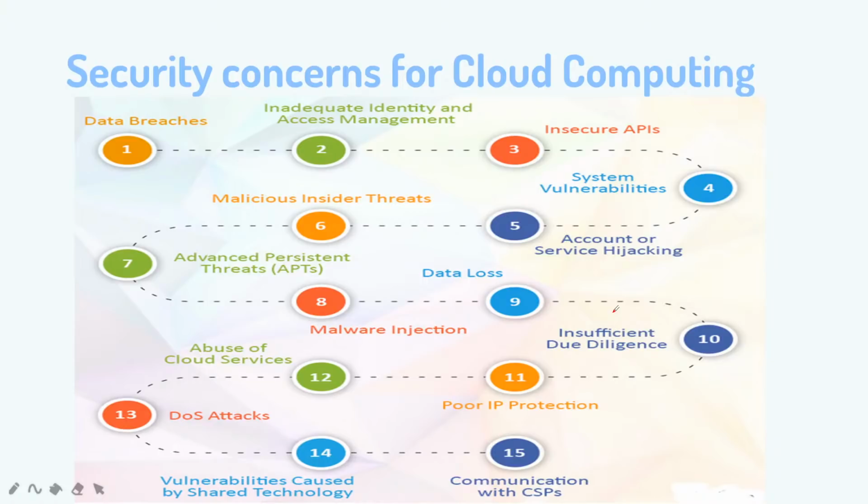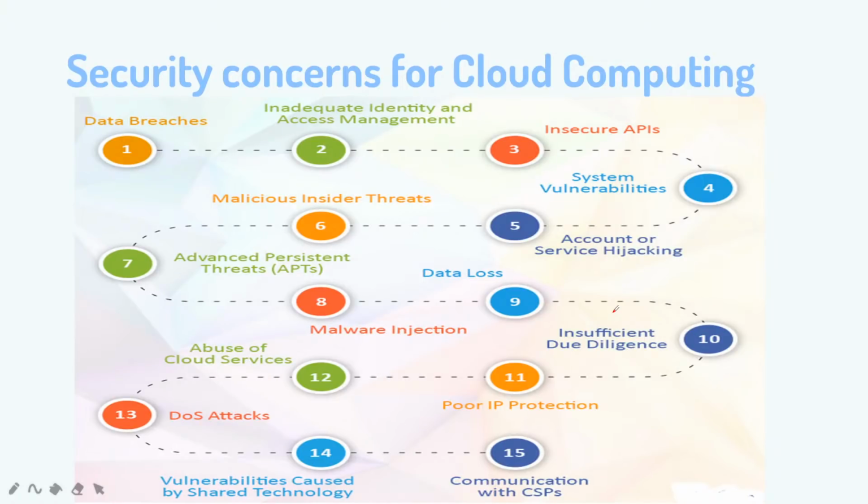The main security concerns, first, is data breaches. A data breach is when data is leaked somewhere else. Recently, Facebook users' names and passwords were leaked openly on websites. That is a data breach. And then identity and access management. For example, if you have a Gmail account, somebody may try to use your Gmail account, try to guess your password, and then they can access it.